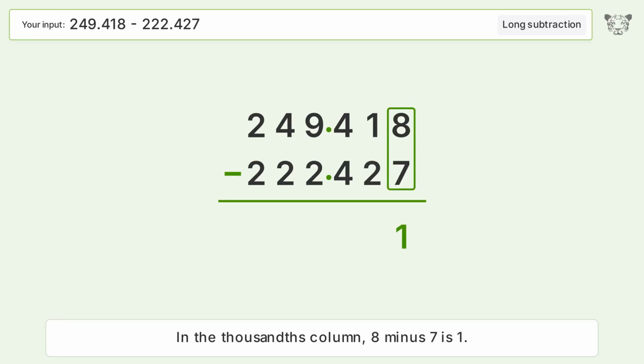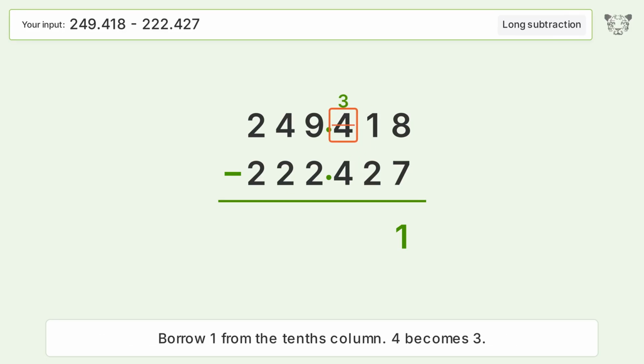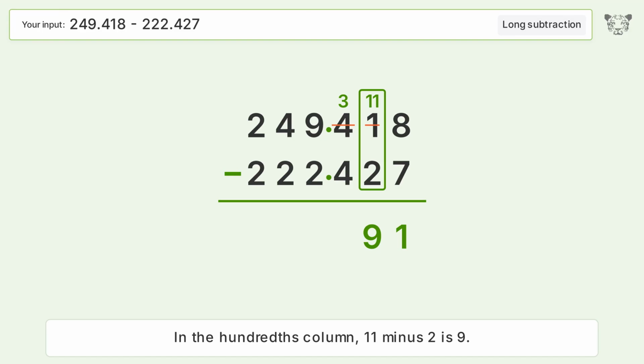In the thousandths column, 8 minus 7 is 1. In the hundredths column, 1 is less than 2, so we need to borrow. Borrow 1 from the tenths column. 4 becomes 3. The 1 in the hundredths column becomes 11. In the hundredths column, 11 minus 2 is 9.